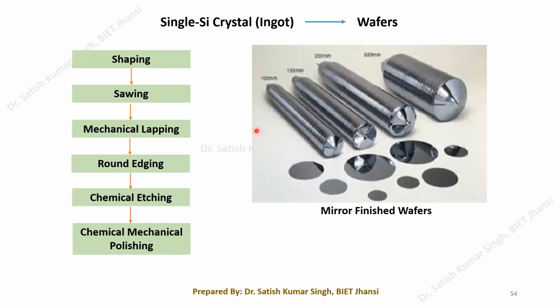So the very first operation is the shaping operation. Okay. So first we need to do the shaping. I will be explaining in detail what is the need of shaping and how it can be done. So first shaping, followed by the sawing process. Then we have to follow the mechanical lapping. Then we have to follow the edge rounding. Then again we have to perform chemical etching, and then we have to do the chemical mechanical polishing. And after this chemical mechanical polishing, we will be able to get these mirror finished wafers, which is shown in this picture. Okay, so this will be our wafers in the final form.